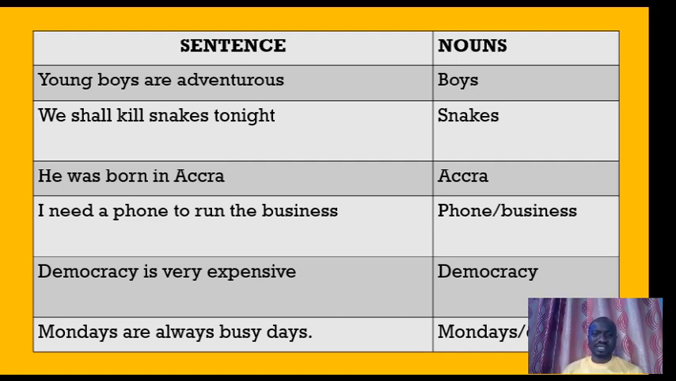Mondays are always busy days. Monday is a day in a week, so it is a day and it's a name. And days is also a name. So these are also considered as what? Nouns in the given sentence.